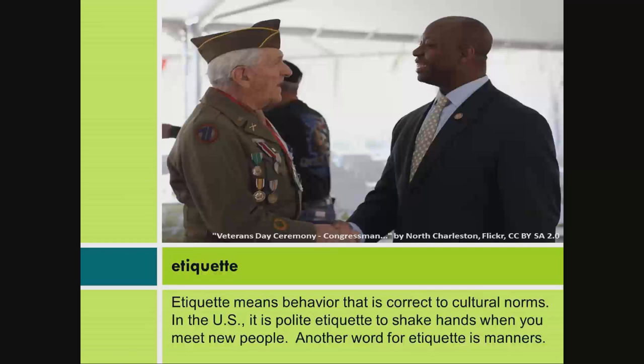Etiquette. Etiquette means behavior that is correct to cultural norms. In the U.S., it is polite etiquette to shake hands when you meet new people. Another word for etiquette is manners.